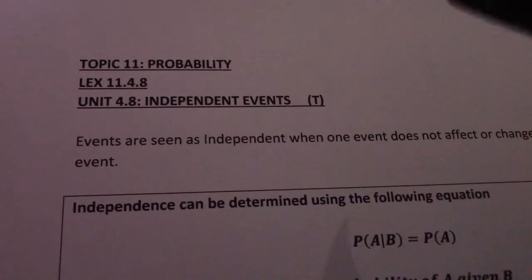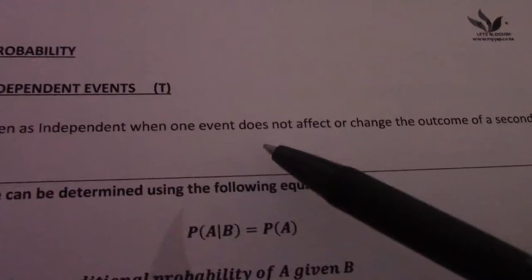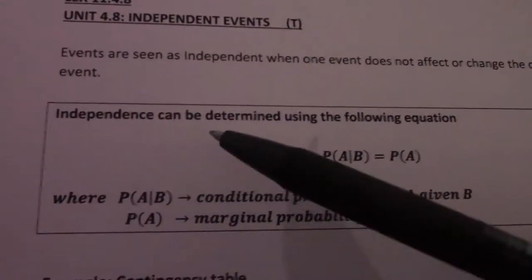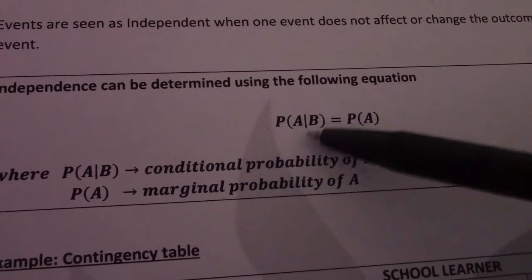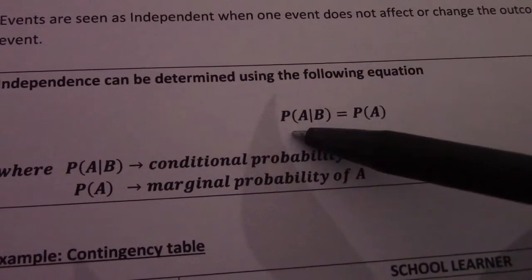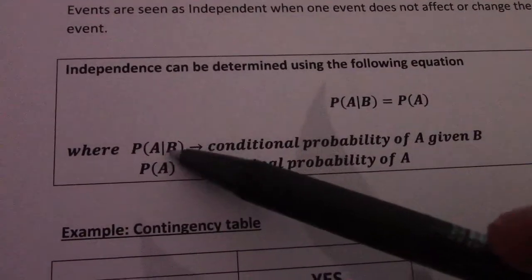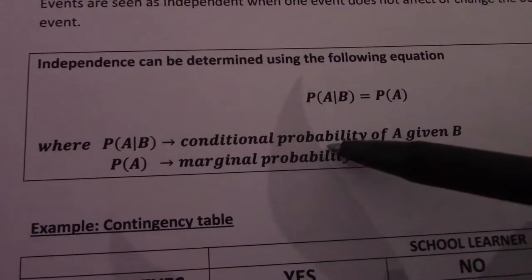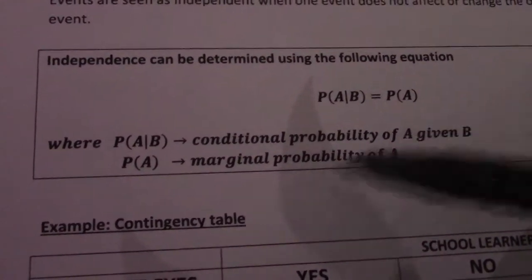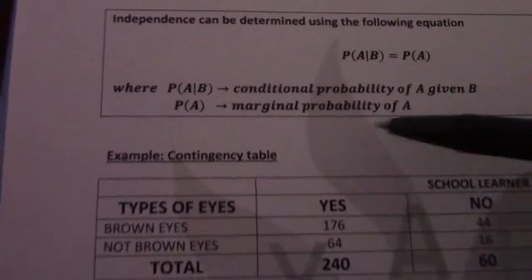In this unit we're looking at independent events. Events are seen as independent if one event does not affect or change the outcome of a second event. Independence can be determined using the following equation: the probability of B taking into account that A has happened must equal the probability of B. The probability of B given A is the conditional probability, and the probability of B is simply referred to as the marginal probability.